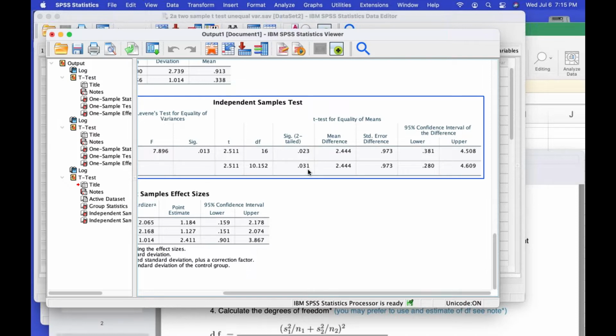So the p-value is higher, right? So why do you think it's the same t-value? Why is it saying 0.031 here and 0.023 here? Anybody want to hazard a guess on that? What do you think? It's right there in front of you. It's in the row to the left of that value, of that p-value, that significance.